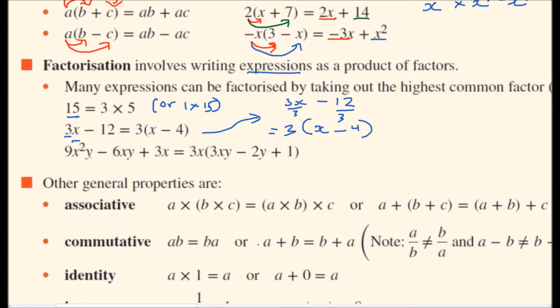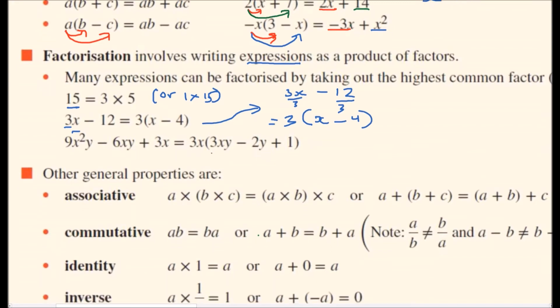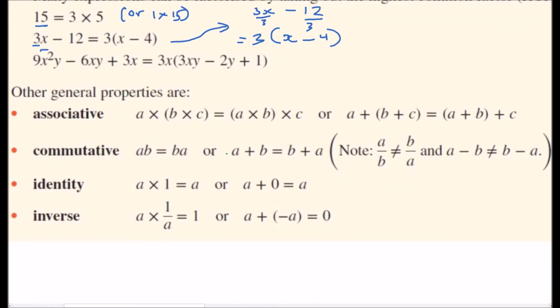And here, factorizing 9x squared minus y minus 6xy plus 3x equals 3x, bracket 3xy minus 2y plus 1. This one might take a bit of time explaining, but we'll probably do it a little bit later when we get to a question where you're asked to factorize something like that. Okay, let's move on.